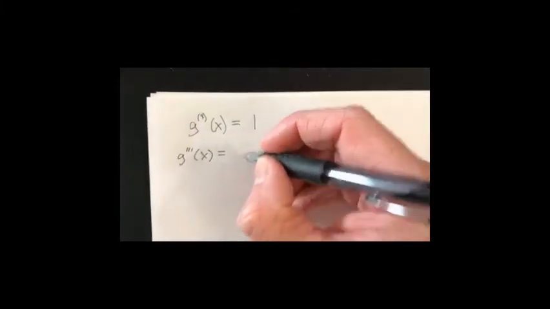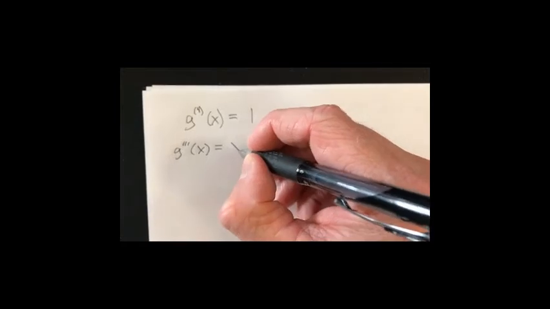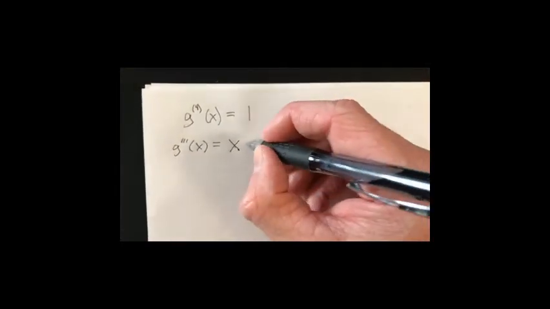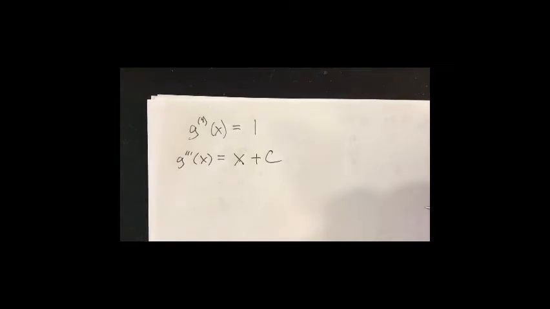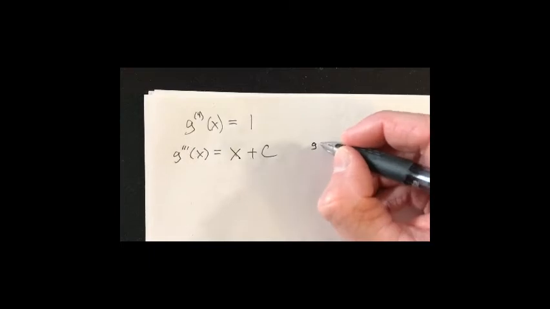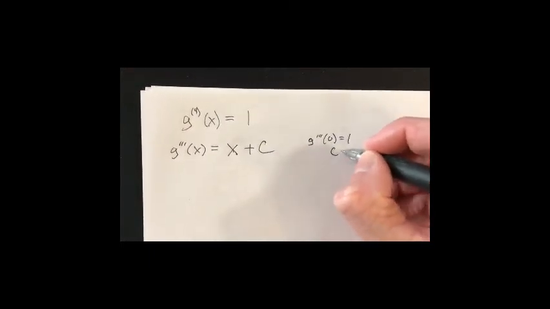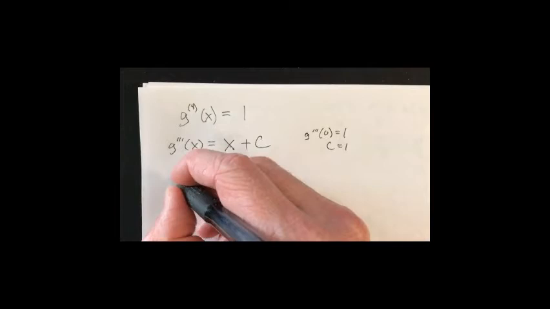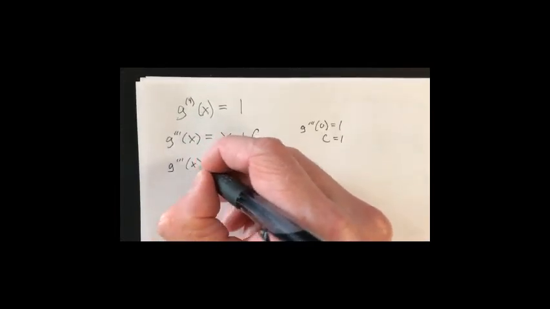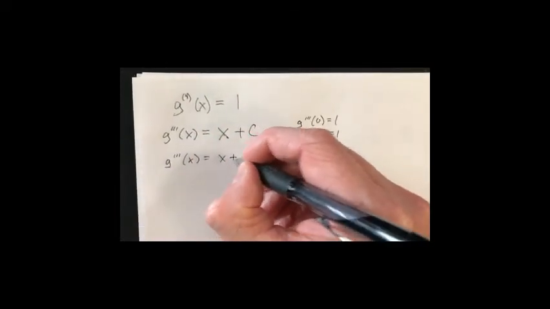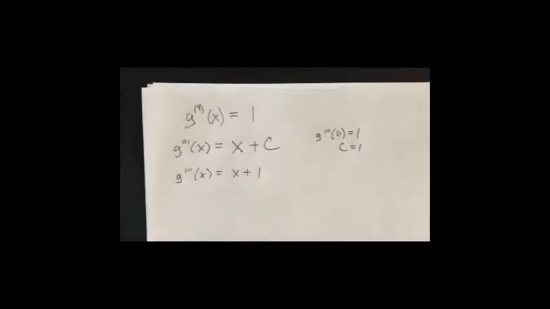And so, of course, the antiderivative of 1 would be x plus something. But of course, when I plug 0 into this, I need it to be equal to 1. All of my derivatives need to be equal to 1. And so since g triple prime of 0 needs to be 1, that means our value of c is 1, and our third derivative ends up being x plus 1.